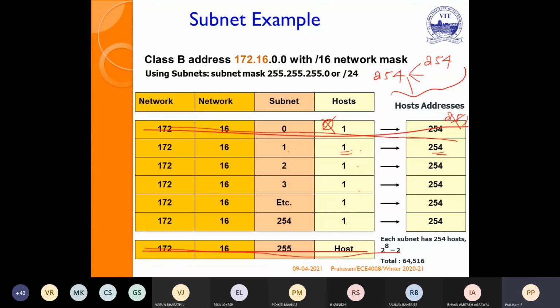So the total address size is 254 into 254, which is 64,516. Using this class B IP address, I can provide a maximum of 64,516 IP addresses, with 254 subnets, and in each subnet we can assign a maximum of 254 hosts.